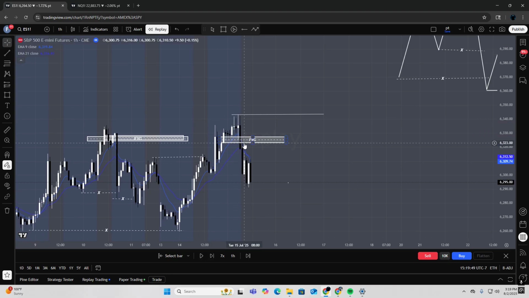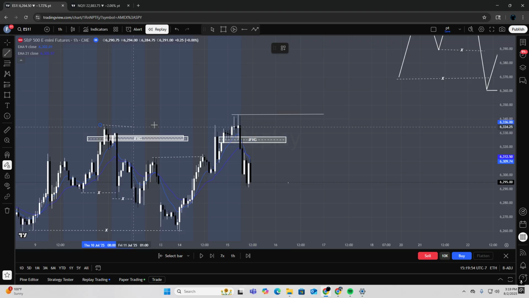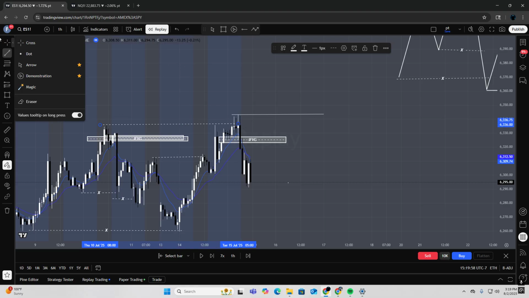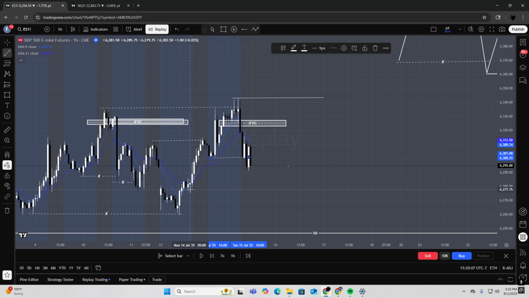But from there, we got the inversion of this fair value gap, basically confirming our liquidity sweep here, or just in general, this whole drawn liquidity being swept. Inverse fair value gap, right? And what are we gonna target? Lows. Target these lows. And then we could target all these lows as well.